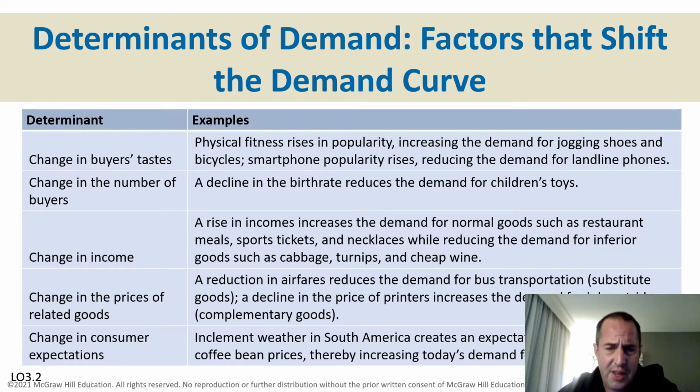Here are some examples we've already discussed. Changes in buyers' tastes: things rise and fall in popularity. Look at the Peloton bike, right? Changing the number of buyers: baby boomers are a big part of the population. They're the second biggest group. The biggest group is people in their early 30s. You could create a business around just knowing demographics.